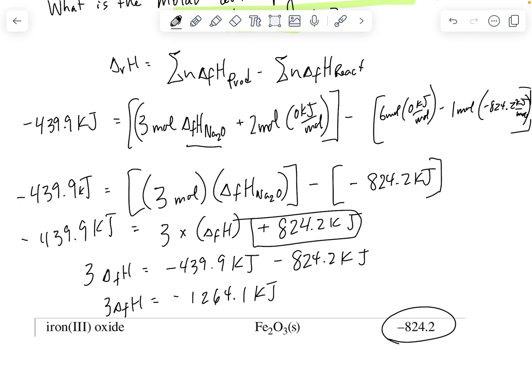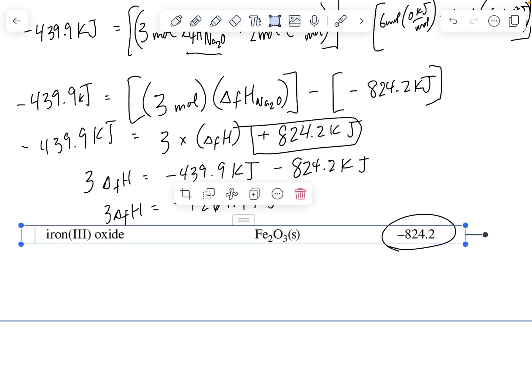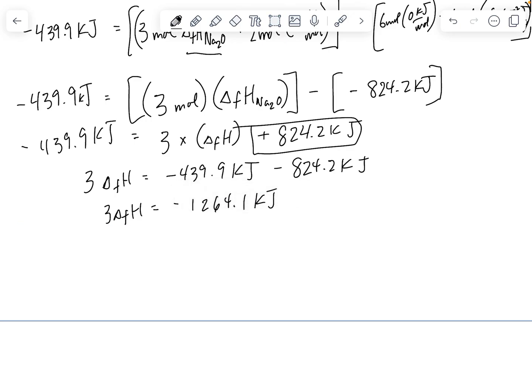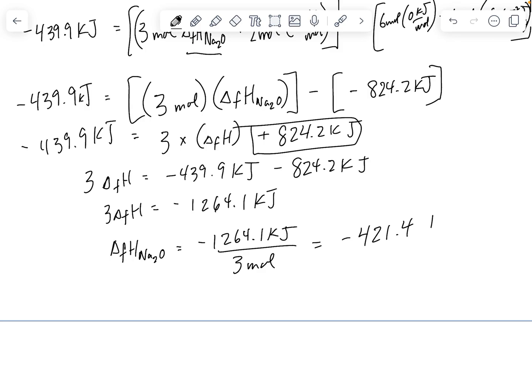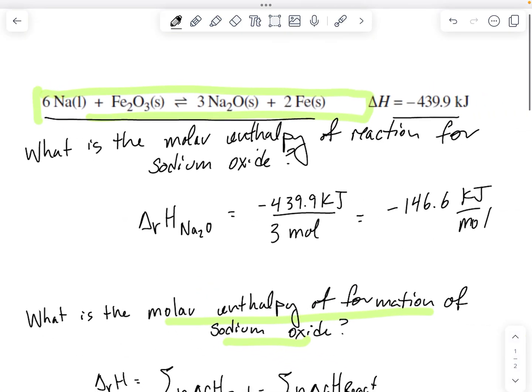So this is negative 1,264.1 kilojoule. And I'm going to divide that by the moles. So the formation enthalpy of sodium oxide is going to be negative 1,264.1 kilojoule divided by 3 mole of sodium oxide. And I'm left with negative 421.4 kilojoule per mole. And that's a way you can calculate the formation enthalpy by knowing a reaction enthalpy.